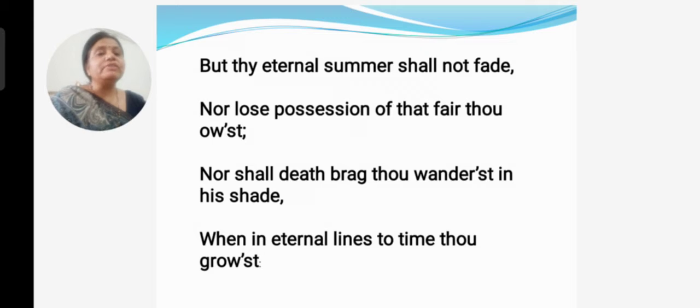Eternal means in generations to come he will be read, and the beauty which is locked in the sonnets and in the other poems by Shakespeare will be passed from one generation to another. Generations will remember the beauty of the fair youth. He is so sure that his poems will find a place in the hearts and minds of the readers for many generations, and in his poetry and in his sonnets will live forever the beauty of the fair youth.